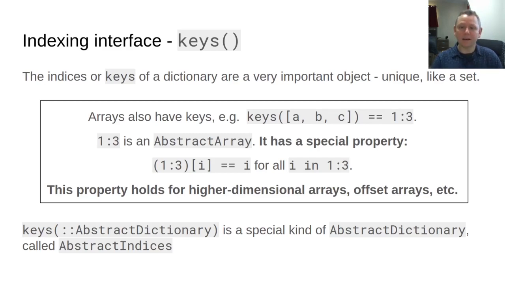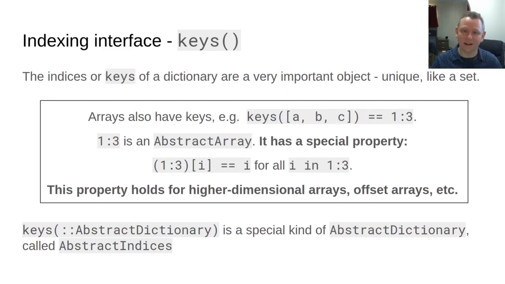Okay. Arrays have keys, and when you do the keys of a vector, for example, you get a unit range back. So if you have a 3-element vector, you get the unit range 1 to 3 back, more or less. So 1 to 3 is itself an abstract array. Unit ranges are abstract arrays. Okay. It can iterate, it can index like an array. And it has a special property that when you index the keys in an array, you get the key back. Okay? When you index 1 to 3 with the number 2, you get the number 2 back.